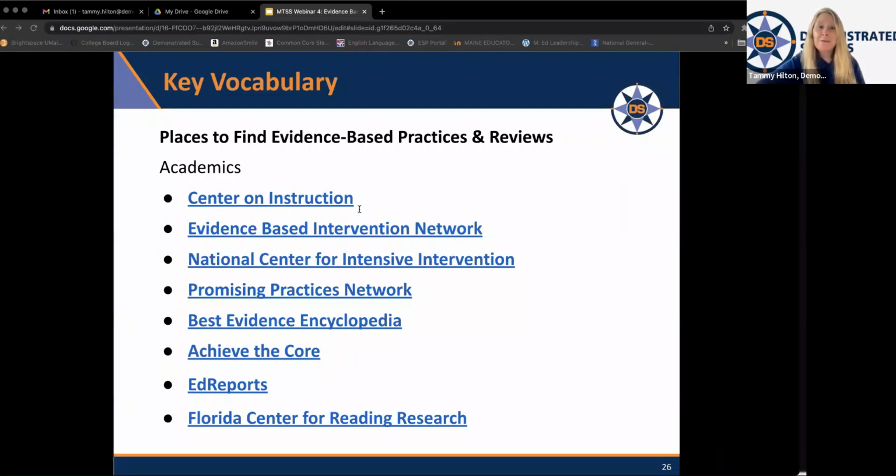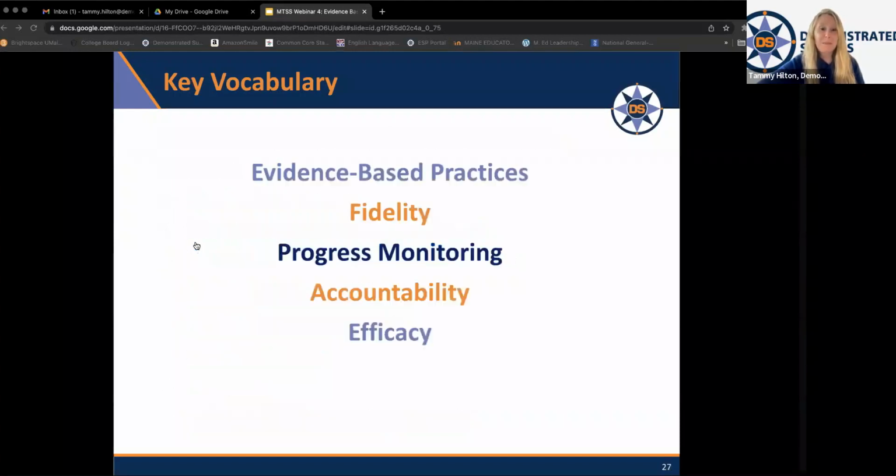Achieve the Core is really focused on ELA and math and relates tools and resources to the Common Core. Ed Reports, I think you're probably all pretty familiar with that. And then the Florida Center for Reading Research, this one's really reading focused. So those are just some of the many that are out there, but these I think will be a great place for you to get started.